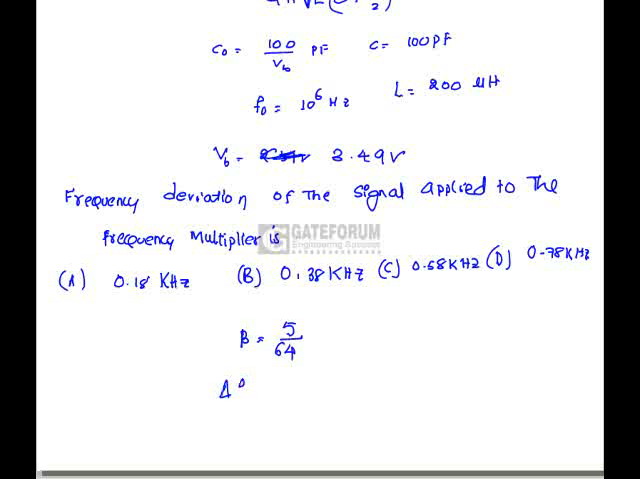So we have to get the frequency deviation before the multiplier, that is del f equals beta into FM, that is 5 by 64 into 10 kHz, that is 50 by 64, that is 0.78 kHz, which is option D is correct.